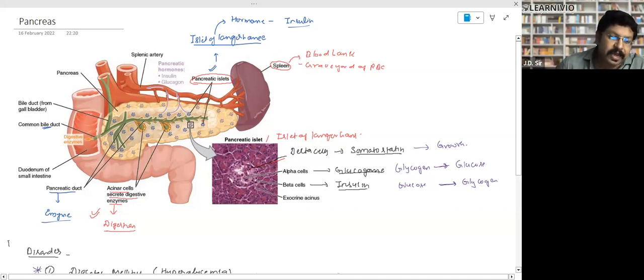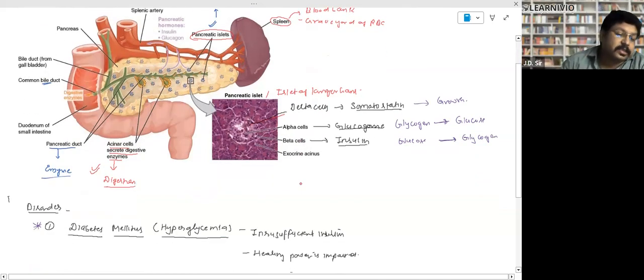So there are these islets, this blue colored small structure, right? They are pancreatic islets, and these islets are also called islets of Langerhans. They have three kinds of cells: delta cell, alpha cell, and beta cell. Delta cell secretes somatostatin that controls growth. Alpha cell secretes glucagon that converts glycogen into glucose, and insulin is secreted by beta cell that converts glucose into glycogen. So remember what alpha cell secretes, what beta, what delta, because I have seen that question in medical examinations, right?